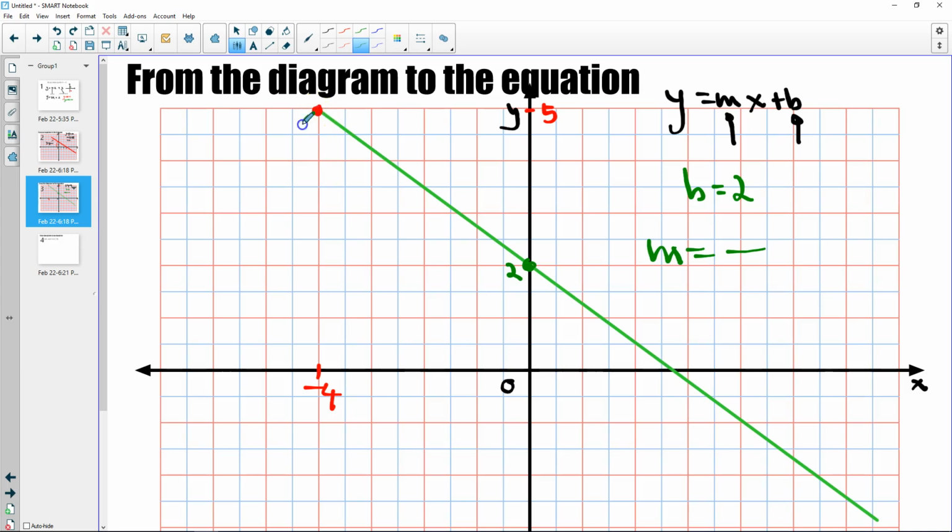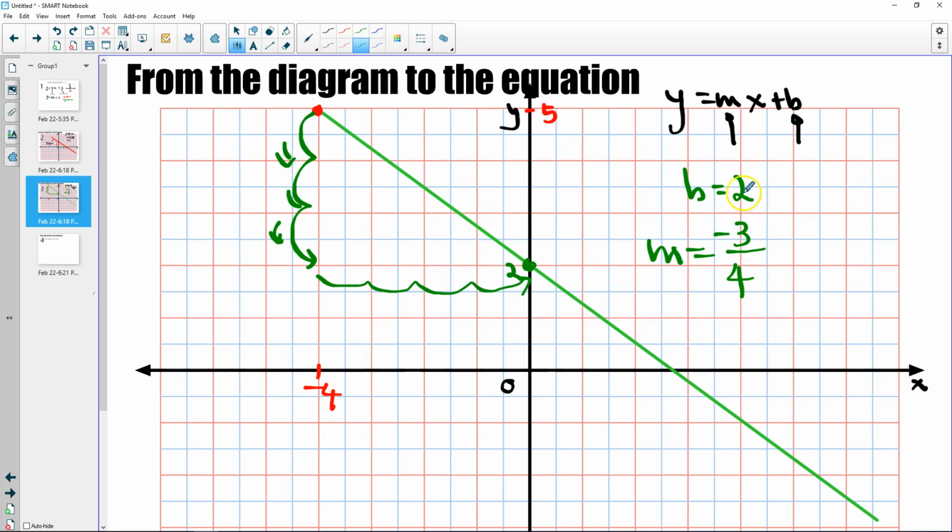So you're going to go 1, 2, 3. Hopefully you see this process. You're actually going down 3 times, so the rise is not going to be a positive number. 1, 2, 3 is going to be a -3 over there. And then from this point, I'm going to move to the right. 1, 2, 3, 4. So I'm going to end up with a 4. Alright, that's how we find the slope.